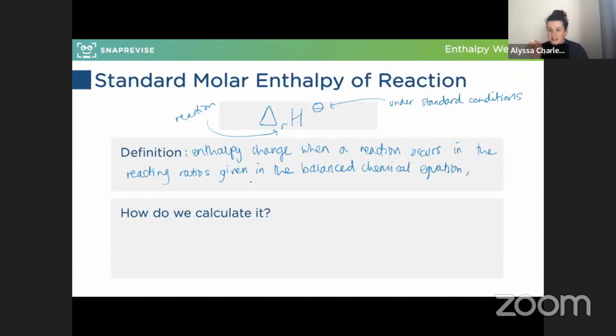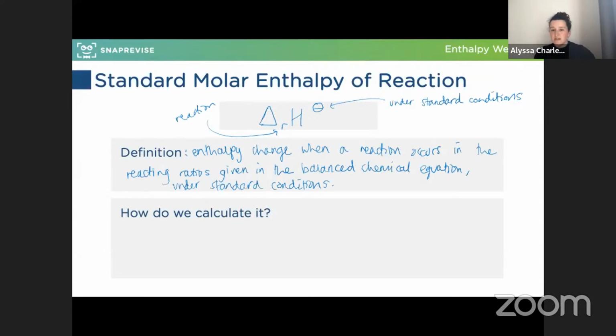And the reacting ratios given in the balanced chemical equation. And because it's standard enthalpy change, you always have to add in that caveat of under standard conditions. You don't have to give the standard conditions unless they've asked for them, but you do need to say under standard conditions. So how do we calculate enthalpy change of reaction?